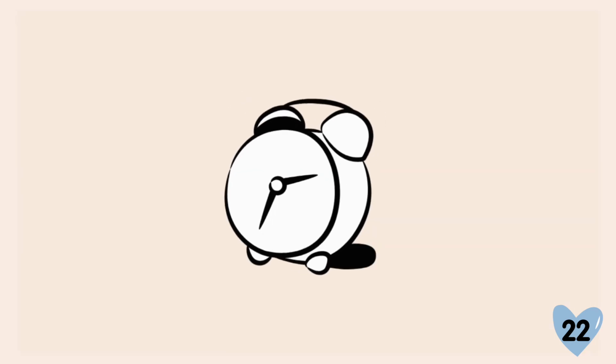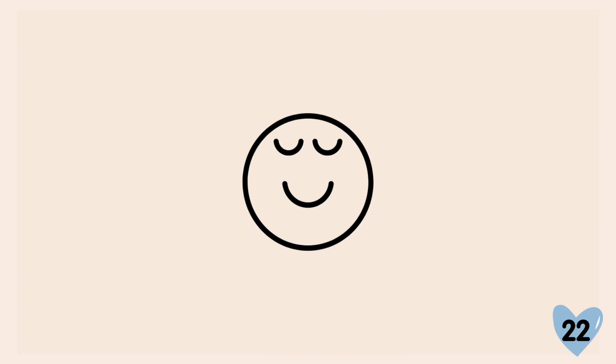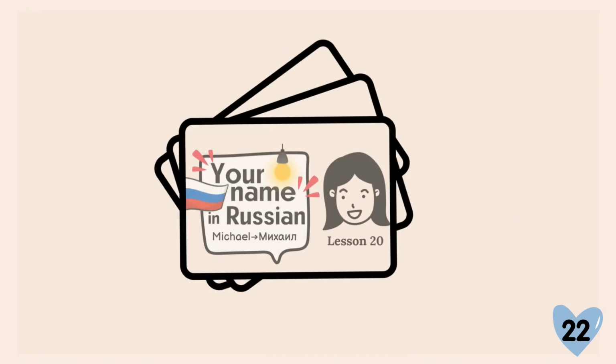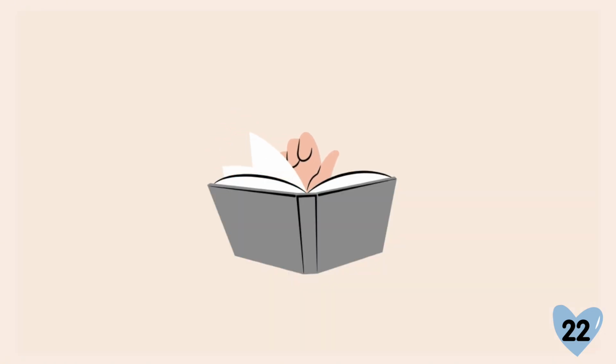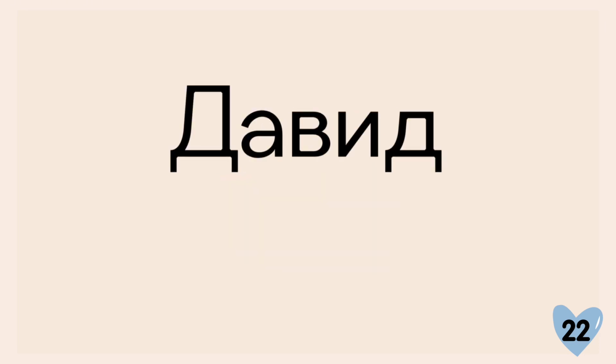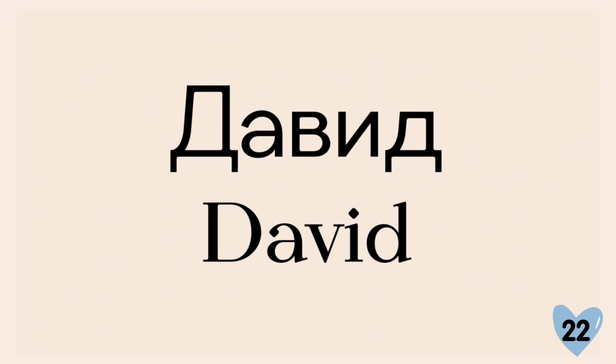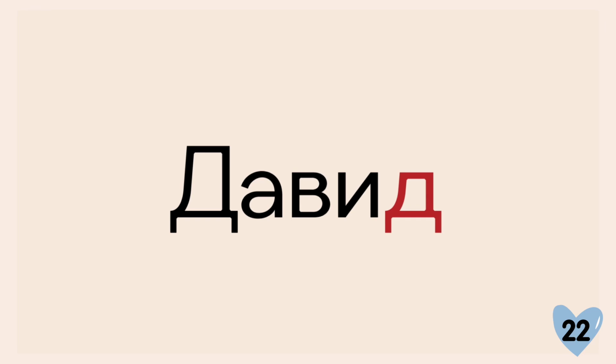Alright, let's get back to the lesson. You've actually seen this before in lesson 20 when we read the name David. It's basically the same name as David in English. Remember the letter D at the end? We didn't read it like D. We read it like T. So, when the letter D is at the end of a word, it sounds like T.